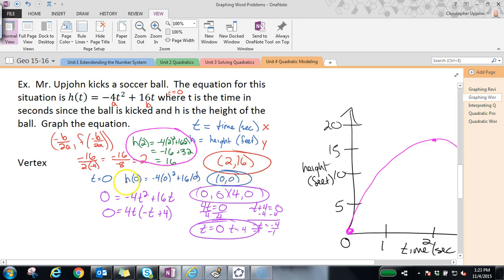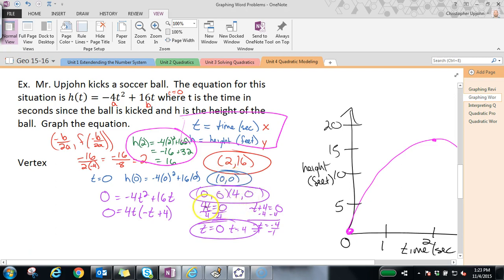To find our y-intercept, you set x equal to 0, or in this case, t, because x is actually t and h is our y. So we plug in 0, 0 squared is 0, times negative 4 is 0, plus 16 times 0, that's 0. So our x-coordinate is 0, and our y-coordinate is 0.